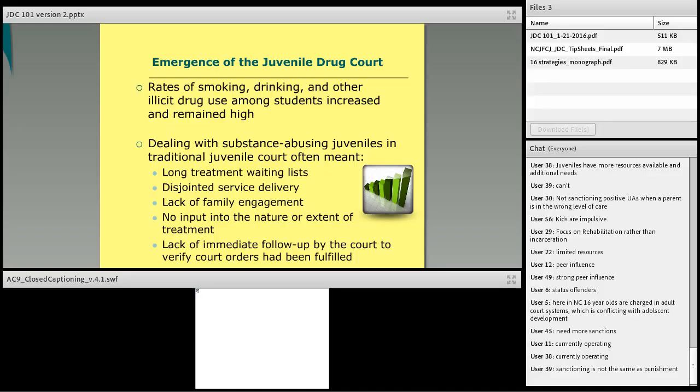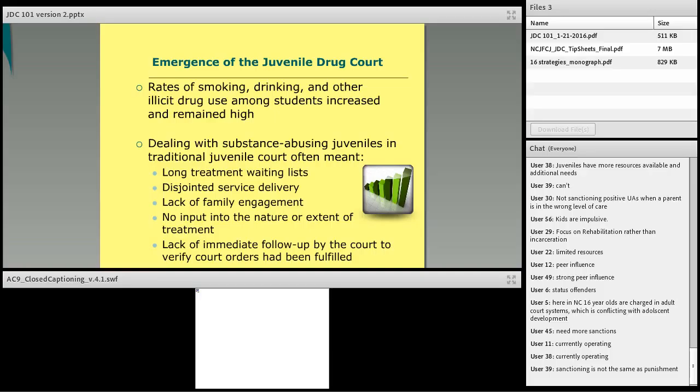So the first instances of juvenile drug courts occurred. There's some debate about when we first opened our first juvenile drug court, but the most definitive answer seems to be around 1994. And they did start based on the same principles as adult drug courts, that there are young people who have both concurrent substance abuse and delinquency who need more than they're getting either in a regular probation track or in regular treatment.